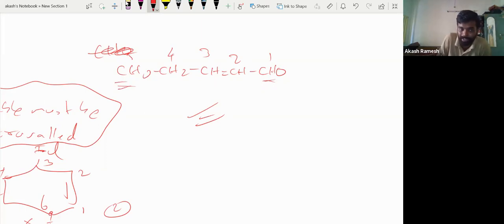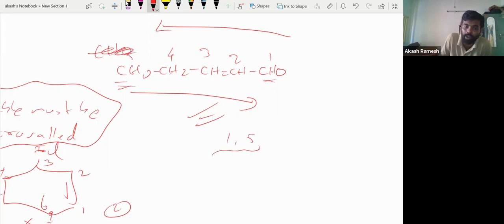There are two aldehydes here. However you do it, either you start from this side and go this side, or you start from this side and go this side, for aldehyde you are going to get 1 and 5. Is it not? First carbon atom and the last carbon atom, 1 and 5. Right. Now the first priority is done.